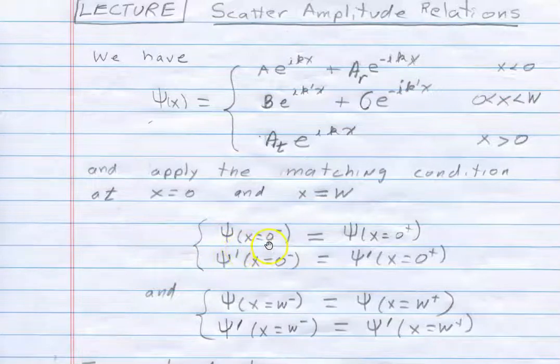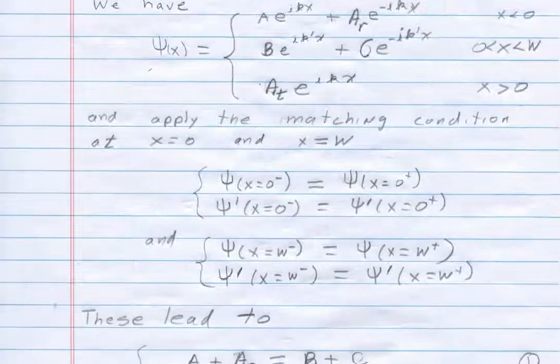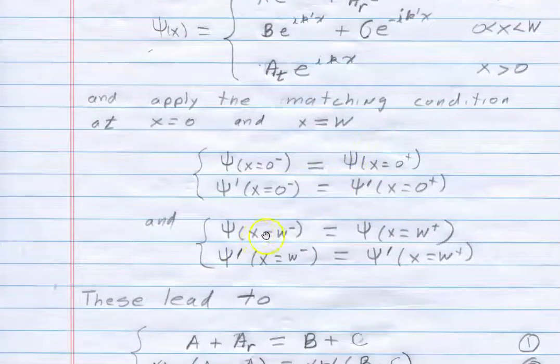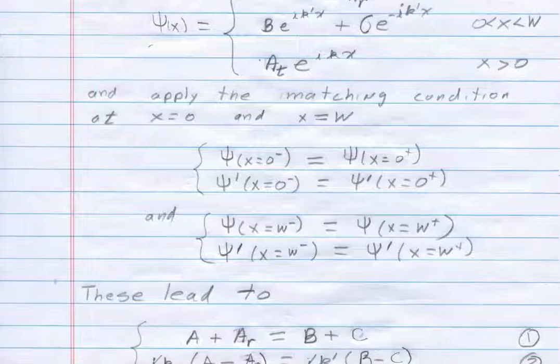Psi at x equal to 0 from the left is going to equal psi at x equal to 0 from the right. The derivative from the left has to be equal to the derivative from the right at x equals 0. And also at w, which adds a little more of a new wrinkle to things. I have to have the wave function continuous, so this is on the left side what it evaluates to, which is this group. And from the right side, equal to this one. And then their derivatives have to match as well. So I took the derivatives and I get these sets of equations.